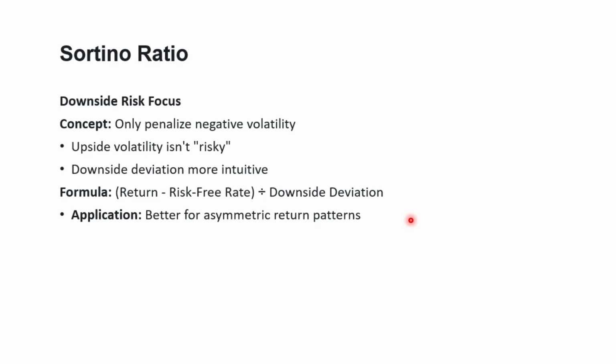Downside volatility represents the unpleasant surprises that fall short of the target. So the formula replaces standard deviation with downside deviation: return minus risk-free rate divided by downside deviation. This focuses the risk measurement on actual downside outcomes rather than all volatility.